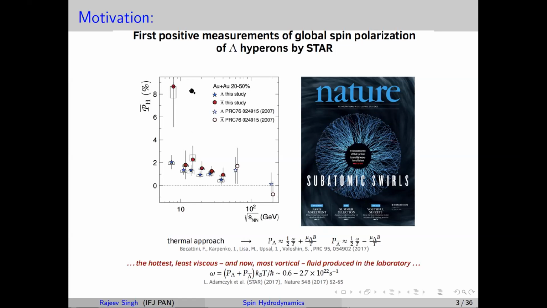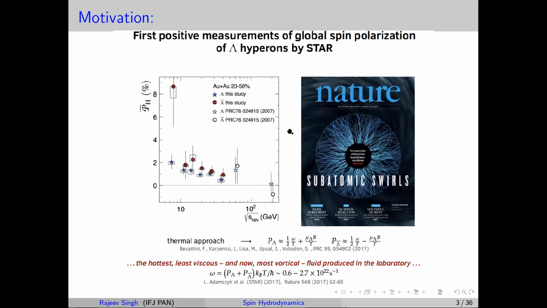So this is the plot for the global spin polarization, which is the average spin polarization versus center of mass energy, and you can see that it increases with the decrease of center of mass energy. This is a plot by RHIC, and 200 GeV is the top RHIC energy. So this plot and this result has been discussed and reproduced by many of the theoretical models, but still there is one problem.